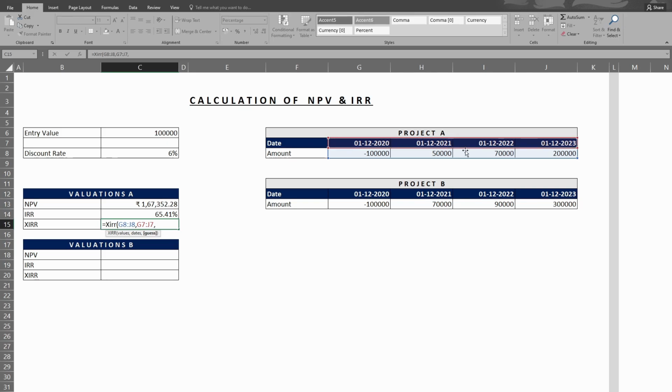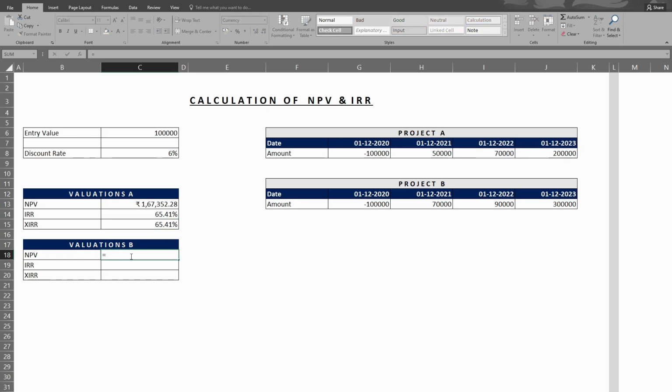Okay, then comma, guess. Leave it blank because Excel automatically takes the guess rate. If I want to customize the investment, suppose I take 5%, 10%, any kind of guess I want, to get a more customized return, then I'll put in the guess. Usually, leave the guess blank. Now close the bracket. Now go for project B.